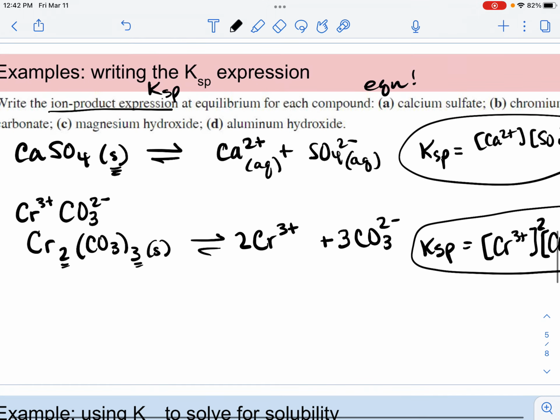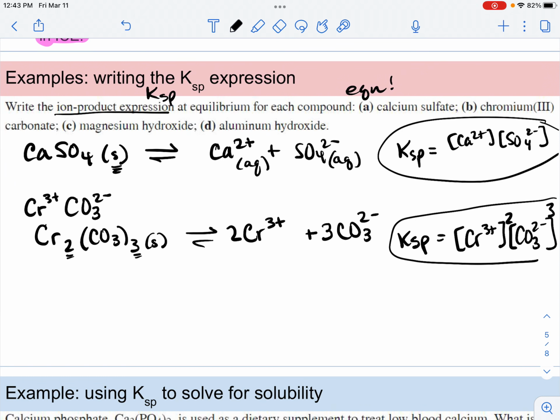I'm going to let you go ahead and stop the video and try the next two. And I'll just put the answers up, and if you need help, then you can check it from there. Be careful with charges. Remember that magnesium is 2+ and hydroxide is 1-, and aluminum is 3+ and hydroxide is 1-. So stop the video and then restart it.